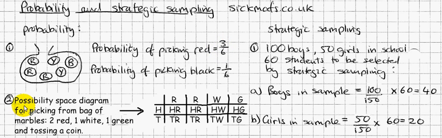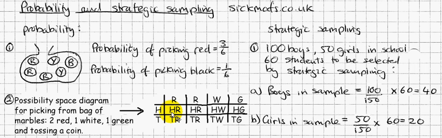Now let's quickly jump to this possibility space diagram. Possibility space diagrams simply show you all the possible things that can happen in a given situation. For example, our situation is I've got a bag of marbles with 2 reds, 1 white and 1 green in it, and I'm tossing a coin and I'm looking out for the heads or tails. Okay, now here are all the possible things that can happen. I've got 2 reds, so I write the red twice, and I've got 1 white, 1 green, and then with the coin I can get either a head or a tail. Okay, so these are all the things that can happen.